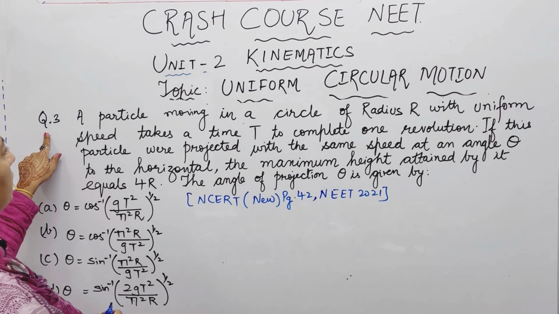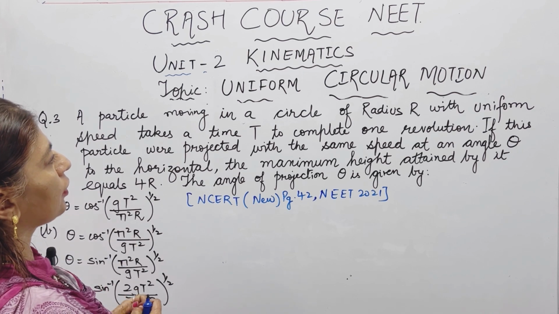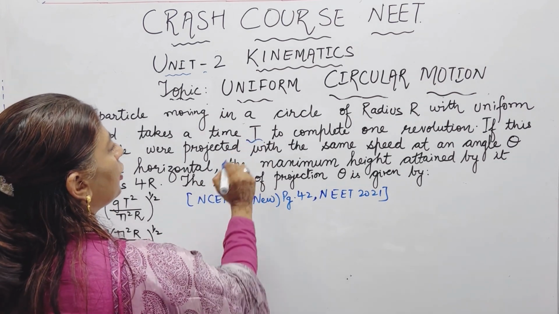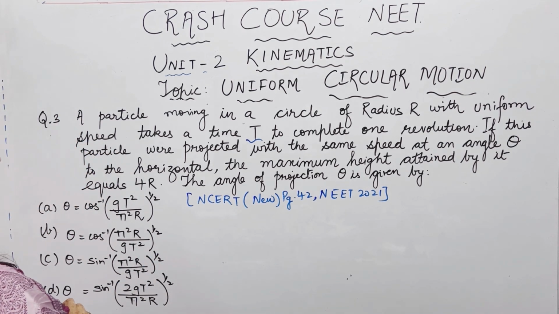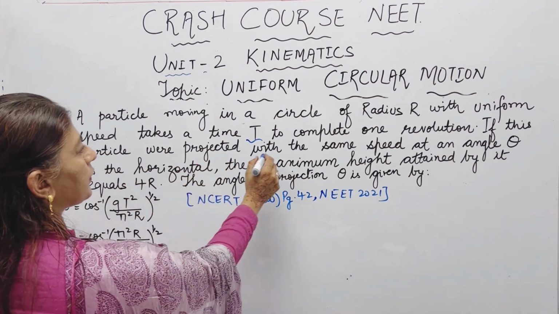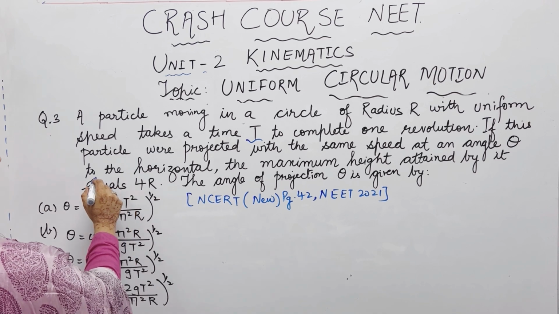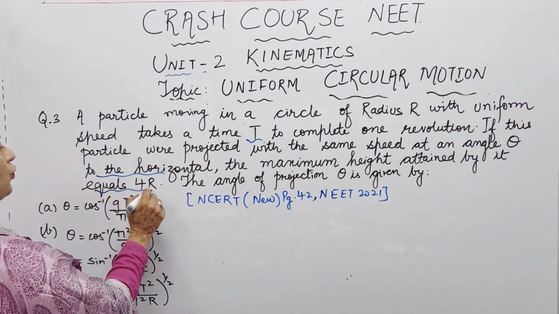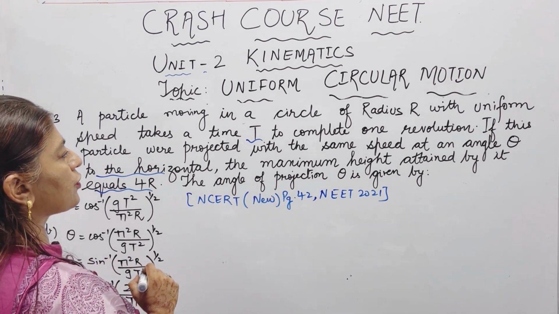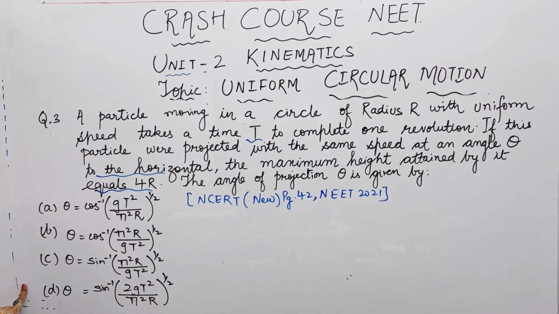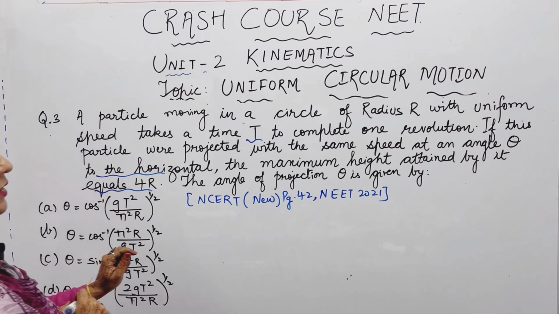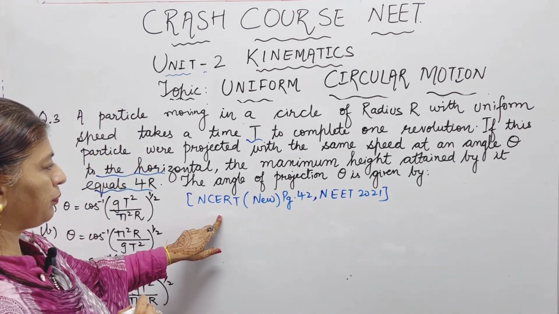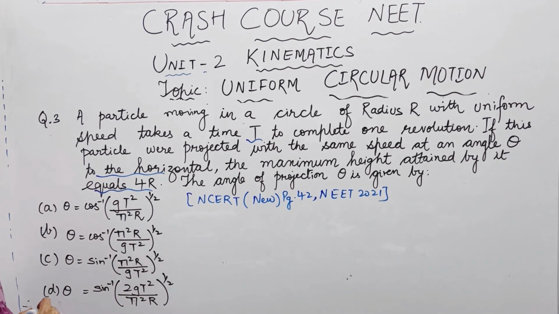This is the third question. A particle moving in a circle of radius r with uniform speed takes a time t to complete one revolution. If this particle were projected with the same speed at an angle theta to the horizontal, the maximum height attained is equal to 4r. The angle of projection theta, and these are the options given for it. This question has come in the NEET 2021 and this is on page number 42 of the new NCERT.